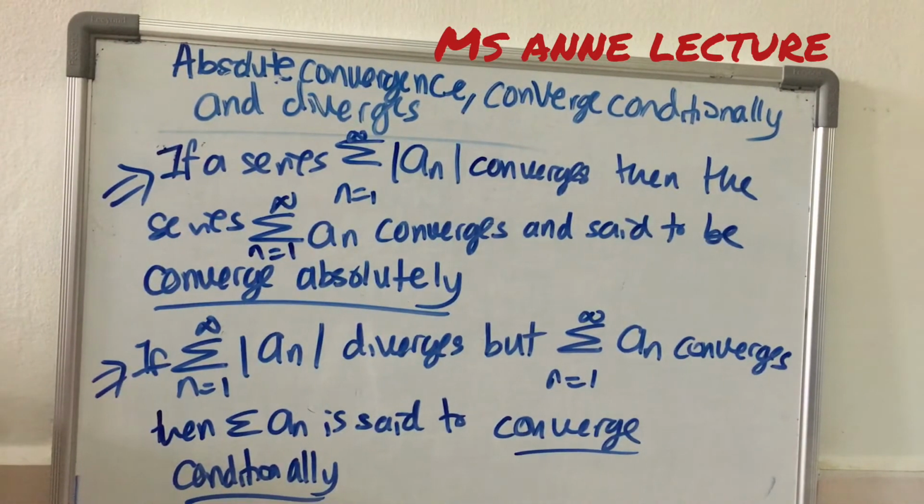Okay, so we go to the next topic: absolute convergence, converge conditionally, and diverges. If the series of the absolute value of an converges, then the series an converges and is said to be converge absolutely. If the series of the absolute value of an diverges, but the series an converges, then an is said to be converge conditionally.